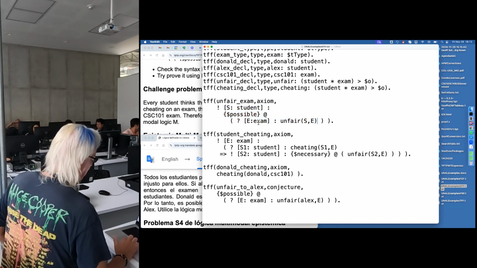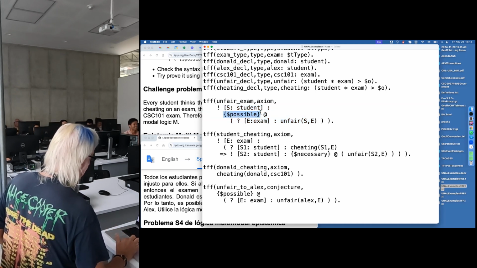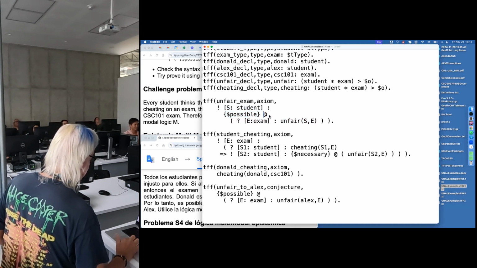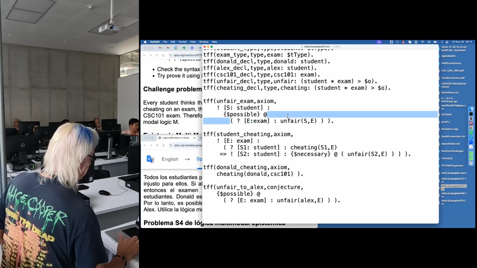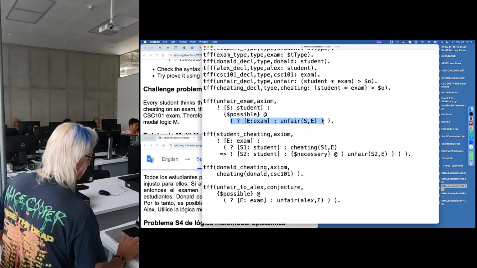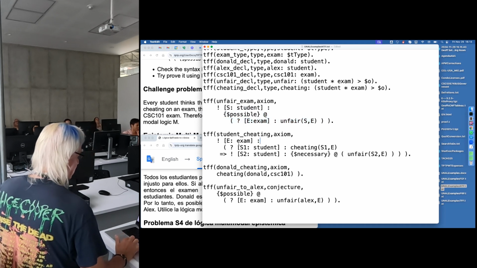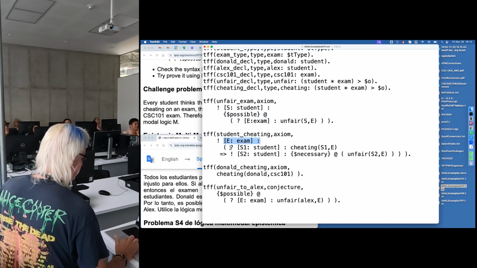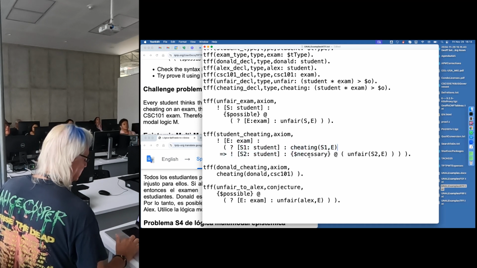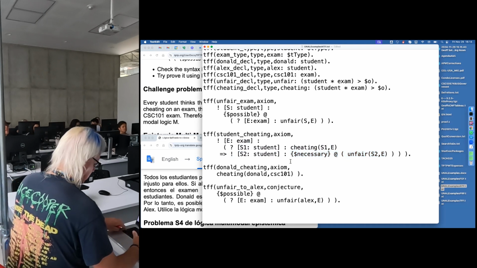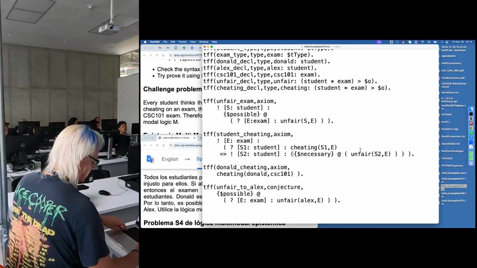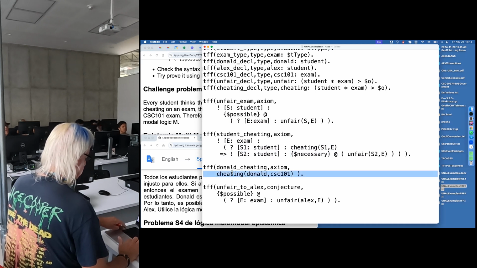Chatting. All right, so you can see the use of the possible operator there. I'm saying for all students, it's possible that there exists an exam such that the exam is unfair for the student. Similarly here, I'm saying for all exams, if there is some student who cheats, then for all students, it is necessary that it's unfair. And I think that probably needs a bracket around it like that. No, it doesn't.